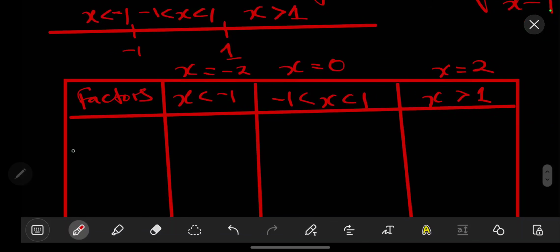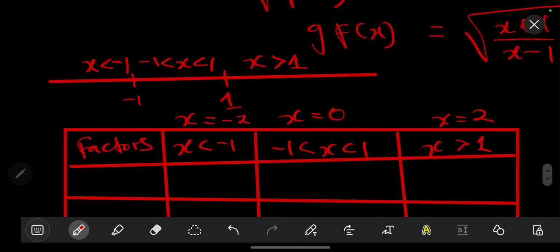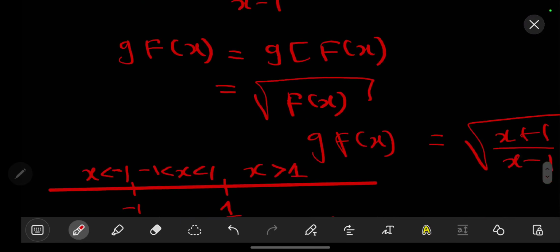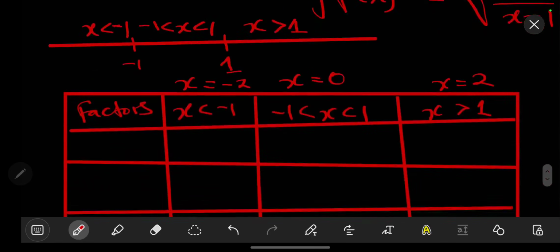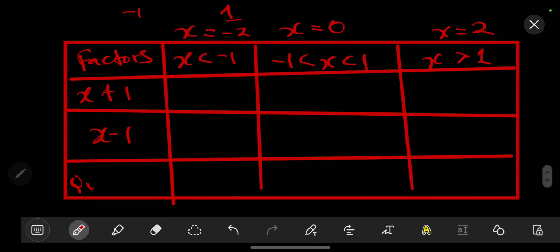Then we have factors. Our factors are x plus 1 and x minus 1. When these two divide, we form our quotient.